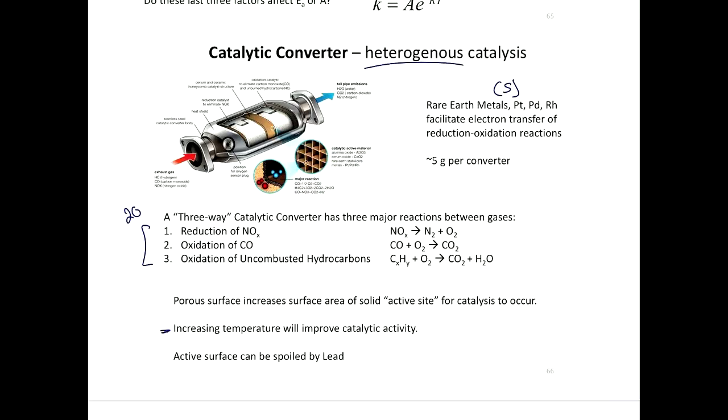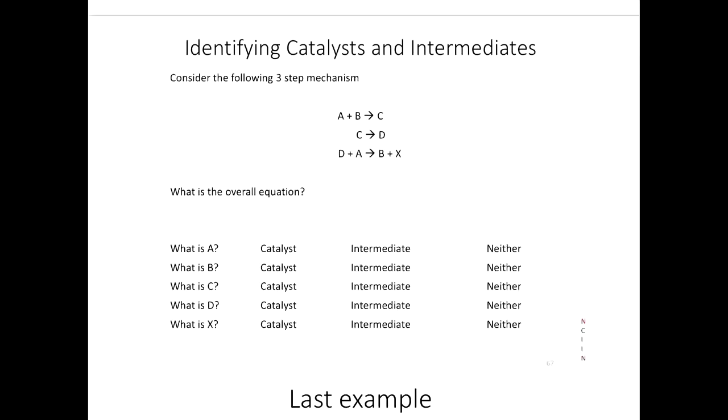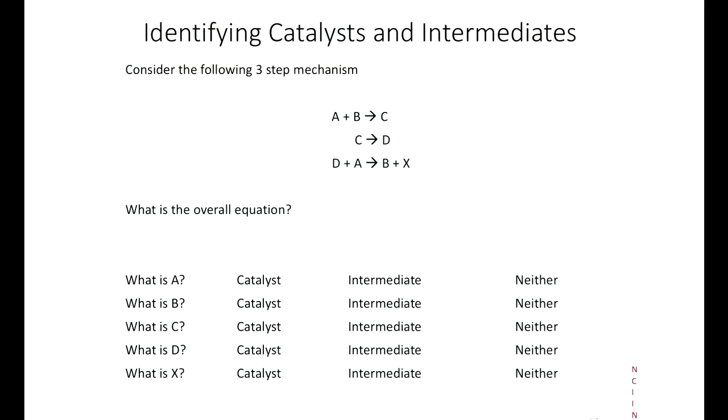And enzymes. I talked about both. Okay, so let's do 2 last problems, and that's identify intermediates and catalysts for this 3-step mechanism. So first, what is the overall equation? So just identify what things cancel, add it up. So what cancels? B's cancel, what else? C's, anything else? D. Okay, so you can see that this reaction adds up to 2 A's make an X.